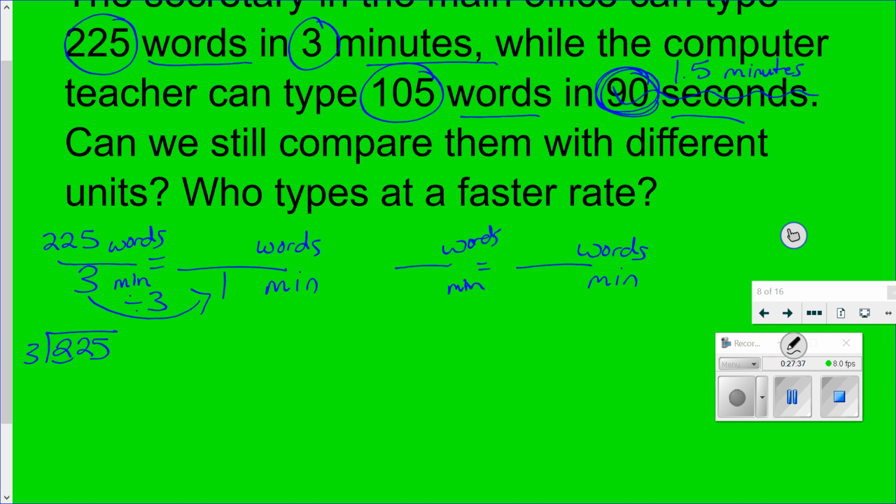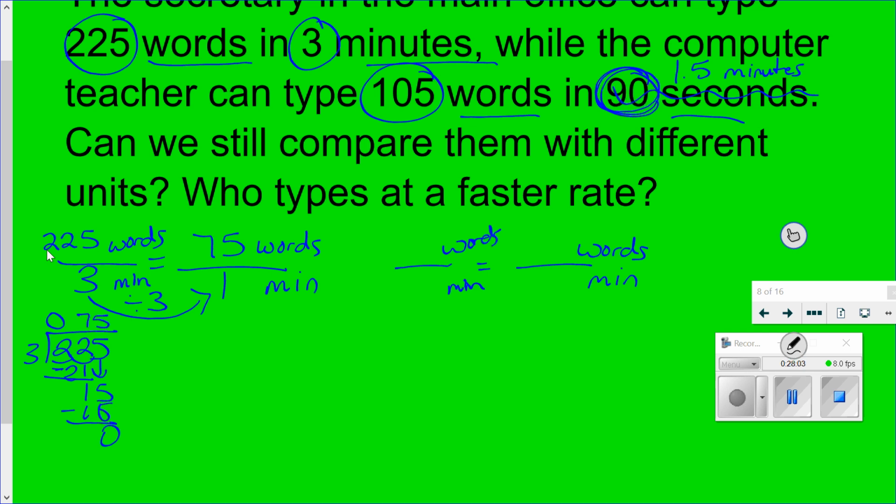Can 3 go into 2? No. Can it go into 22? How many times? That's 21. Leaves 1. Bring down my 5. 3 into 15? How many? 5. That's 15 and leaves a 0 remainder. So the secretary can type 75 words in 1 minute.